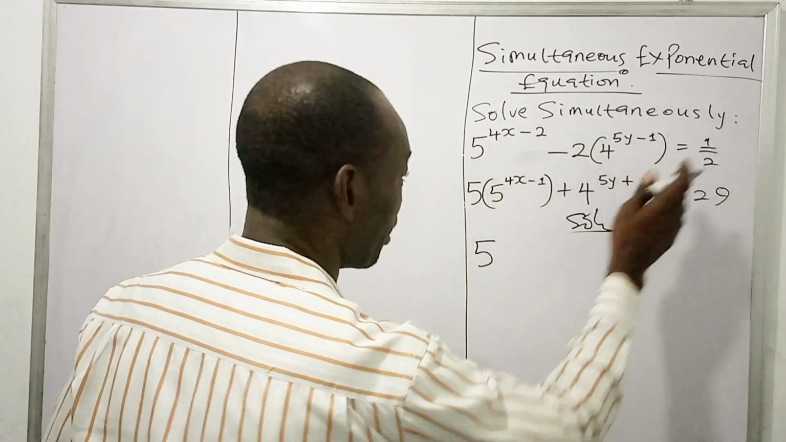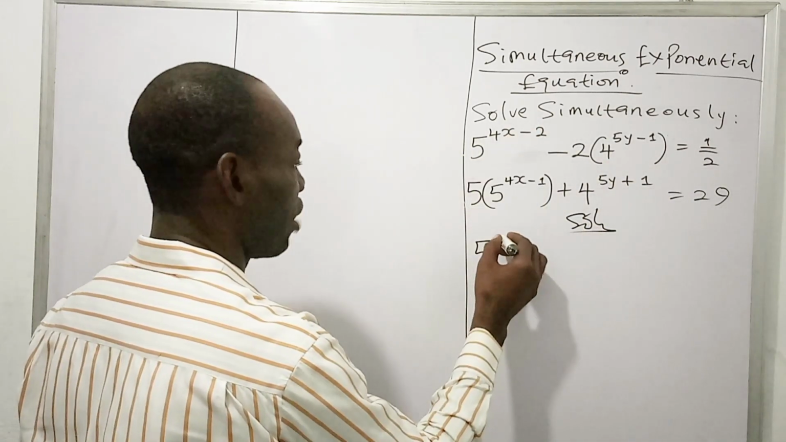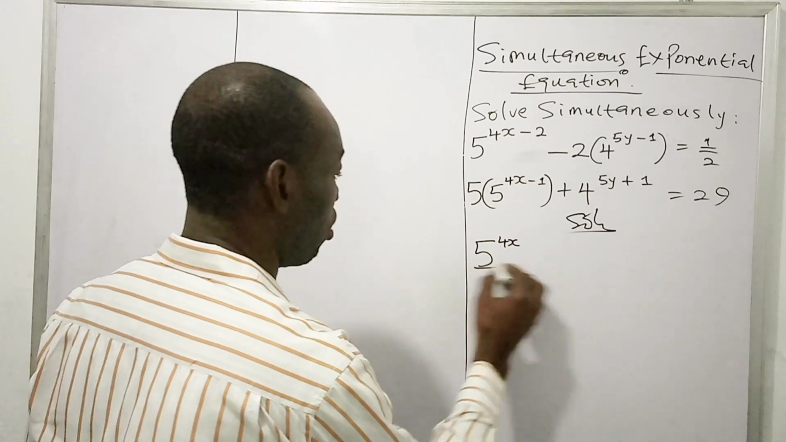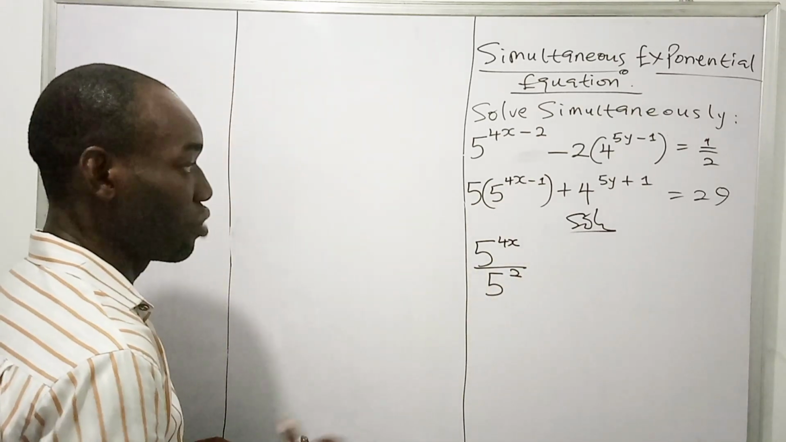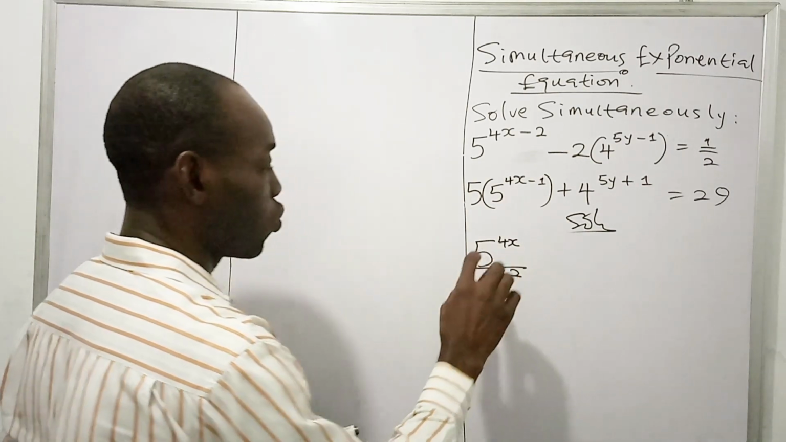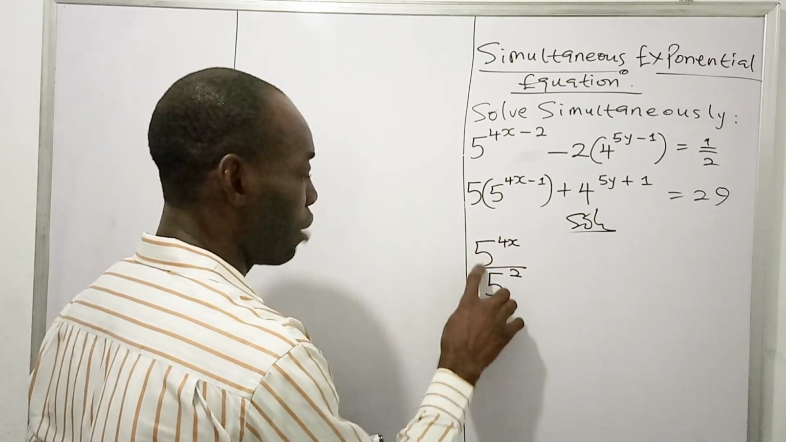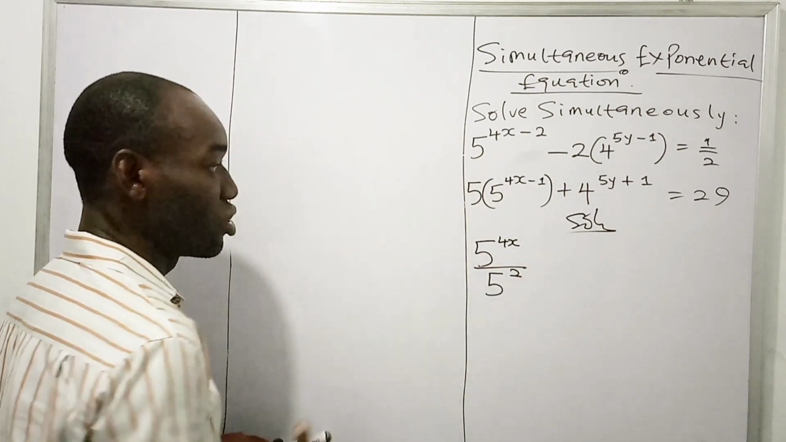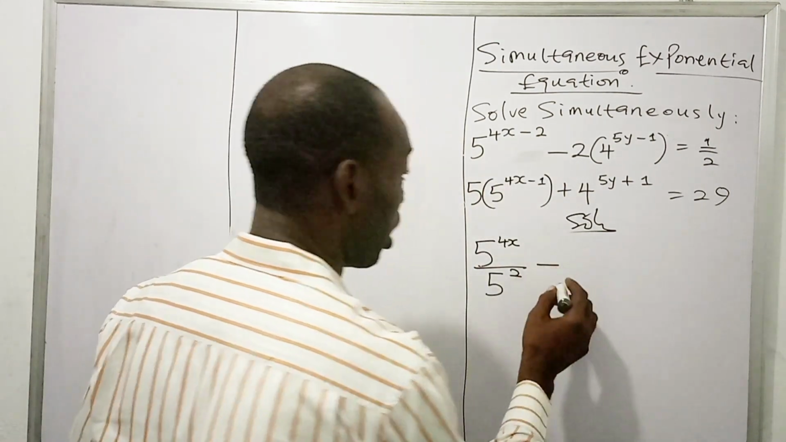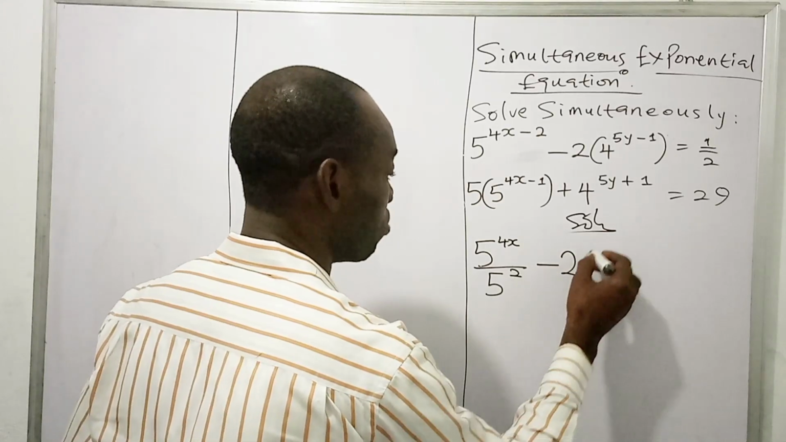If we go by indices now, this becomes 5 raised to the power 4x, all raised to 5 raised to the power 2. One of the laws of indices says that when we divide similar bases, we pick one of the bases and subtract the powers. So we return this to its initial expression, and here we have 2 in bracket.